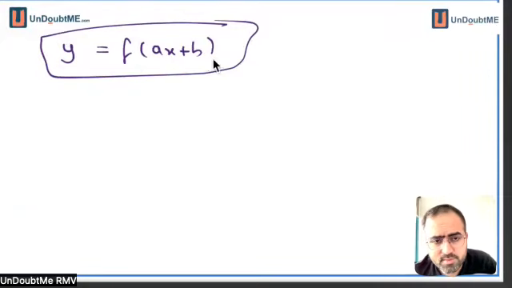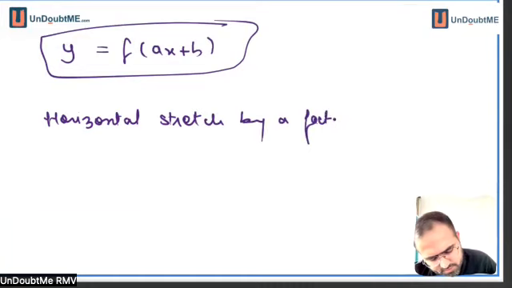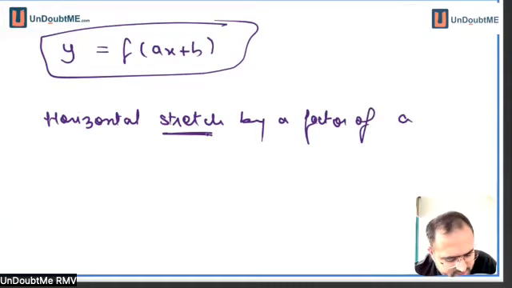If it is f of ax plus b, then it will be a horizontal stretch by a factor of a. The stretch word will change to expansion or compression depending on the value of a. That's why I'm just using the word stretch. It is a general explanation.